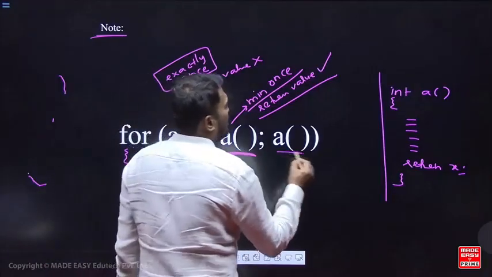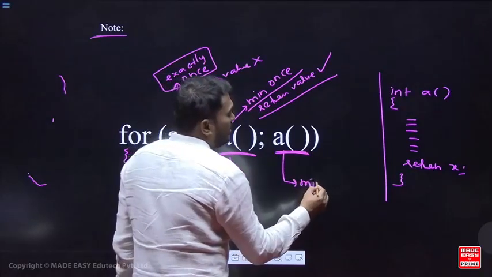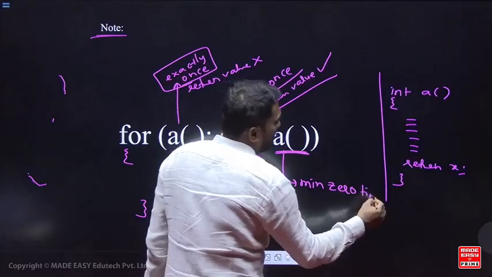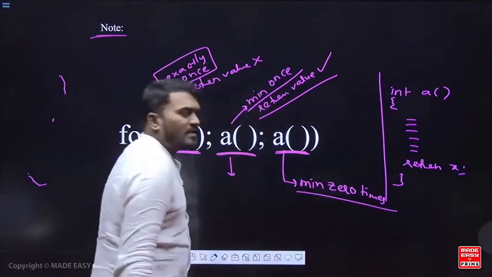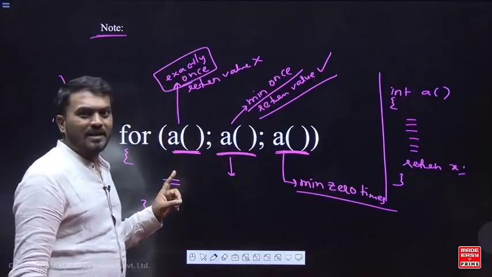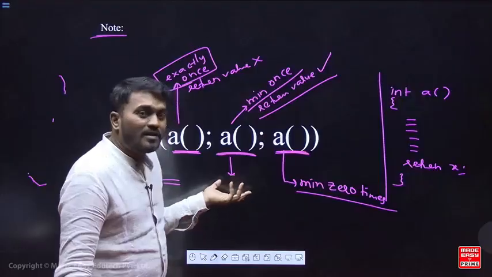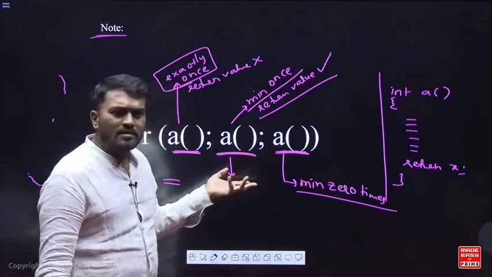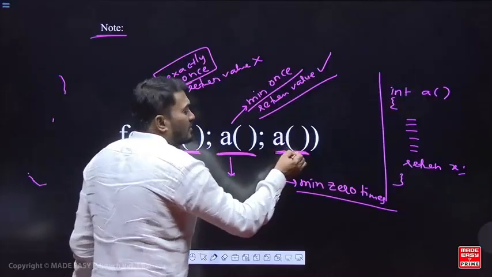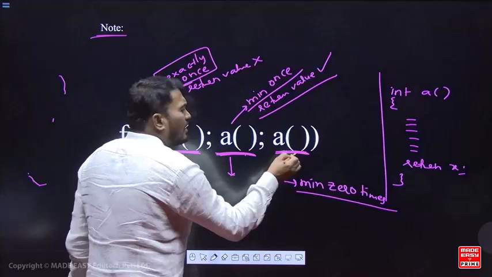Now tell me, what about this one? This will execute how many times? Listen here, this will execute minimum 0 times. Now tell me why minimum 0 times? Because the first time itself the condition has failed. If the condition fails the first time, will you execute this again? No, there is no chance. If the condition is true, you go inside, then you will execute. But if the first time itself the condition is false, then you will not execute this.